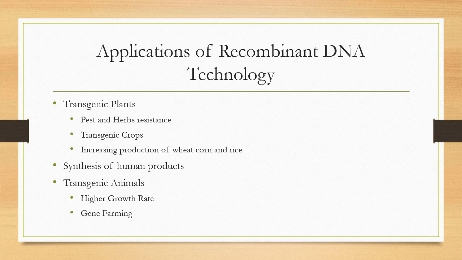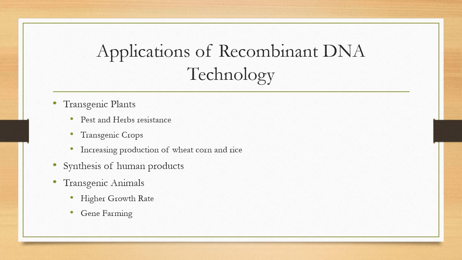And the other use of these transgenic plants is increasing production of wheat, corn, and rice. And you all know that wheat, corn, and rice are our basic food, and we cannot sustain our life if we have a shortage of these plants. And agribusiness companies are also developing transgenic varieties of wheat, rice, and corn to enhance the production of these crops.